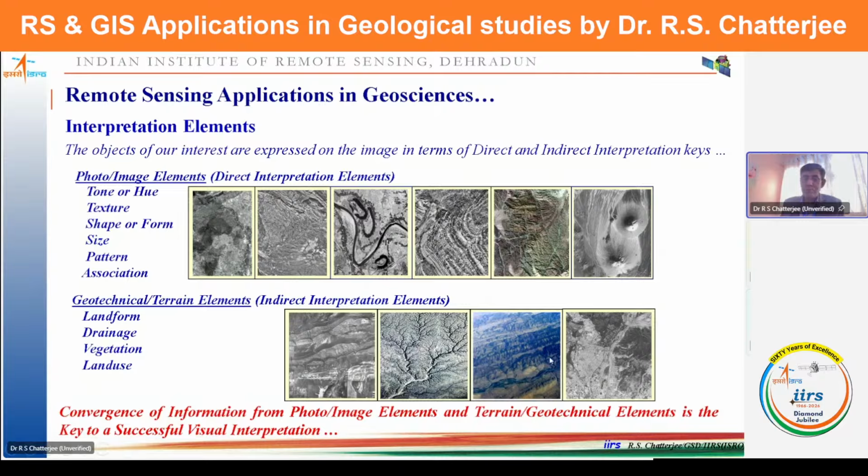Now you see here vegetation. Vegetation has a particular pattern, isn't it? That tells you something, and this pattern also shows there is a pattern of the drainage also, isn't it? So that gives you the information about how the rocks are aligned. Homoclinal beds are there, isn't it?